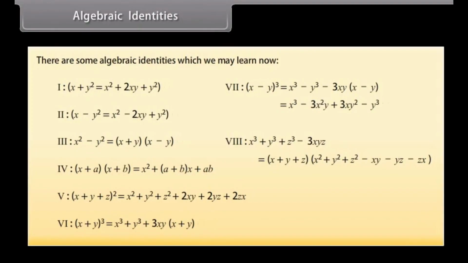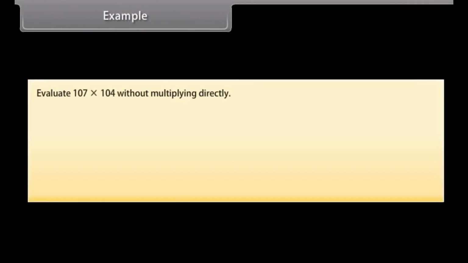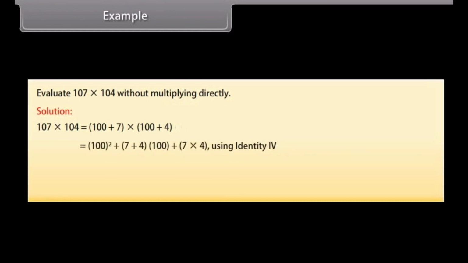Algebraic identities. There are some algebraic identities which we may learn now. Example. Evaluate 107 into 104 without multiplying directly. Solution. 107 into 104 is equal to (100 + 7)(100 + 4), which equals 100^2 + (7 + 4)(100) + 7 x 4 using identity 4, which equals 10,000 + 1,100 + 28, which is equal to 11,128.